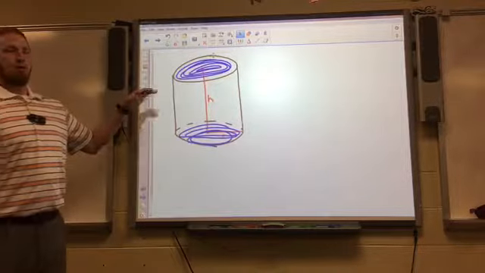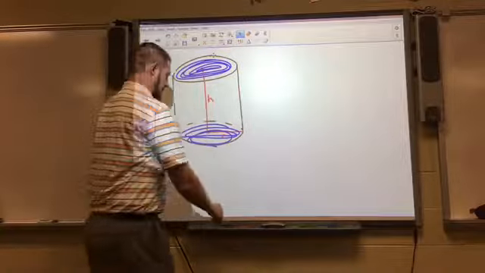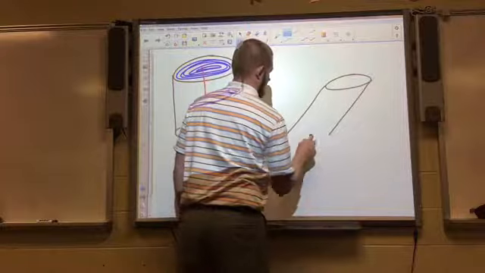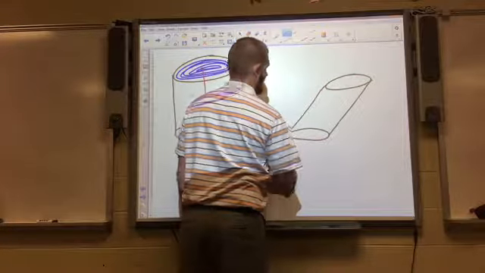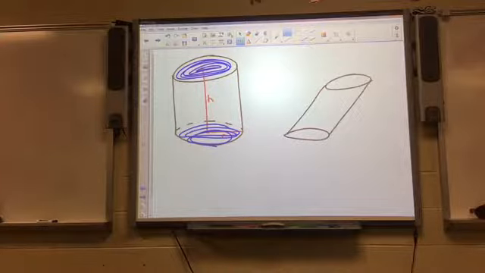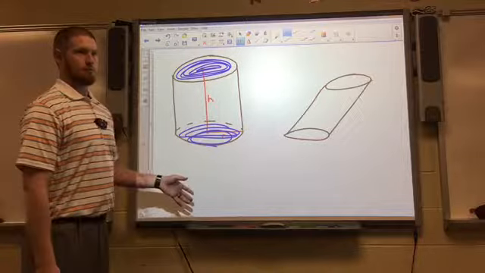Now, what we're doing today is we're only working with right cylinders. So just like yesterday, we're not going to work with cylinders that look like this yet. We will work with oblique cylinders here in a section or two, but not right now. Everything that we do has to be a right cylinder.